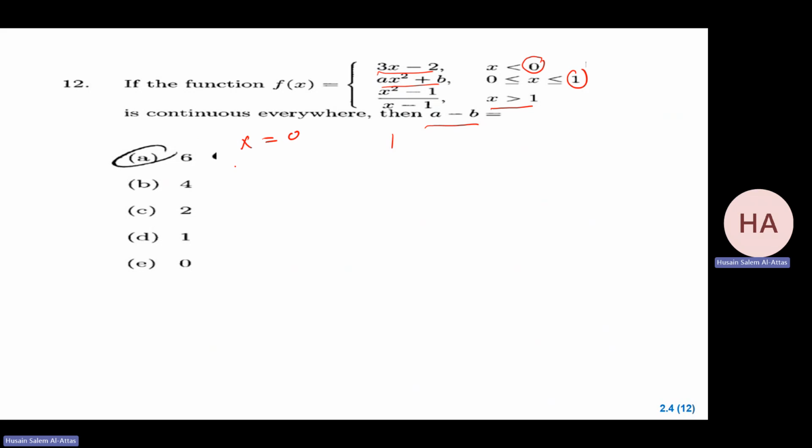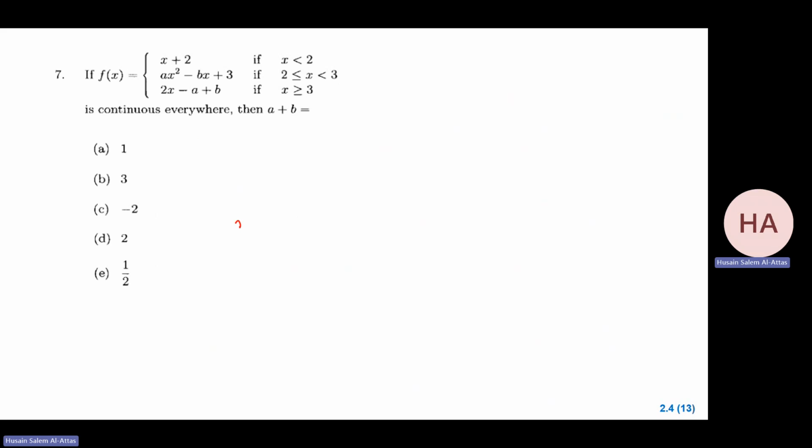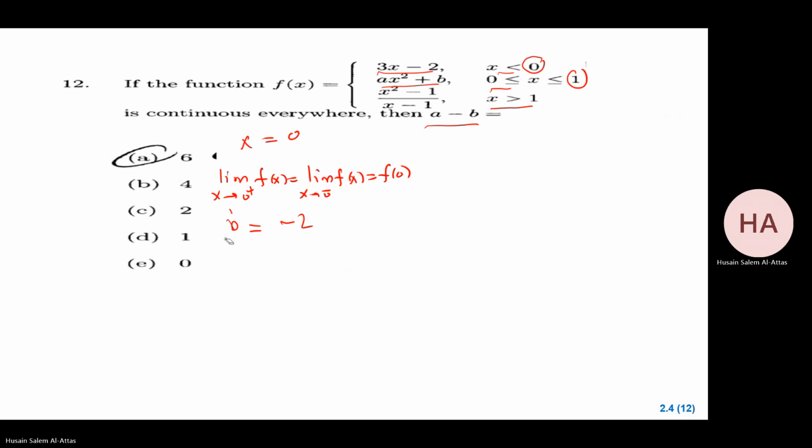At x equals 0, I have the limit as x goes to 0 from right equal the limit as x goes to 0 from left equal f at 0. Let me do the calculation quickly. From right, I am here. Substitute, you have b. From left, I am there. Substitute, you have minus 2. F at 0 will not make a difference. So b equals minus 2.